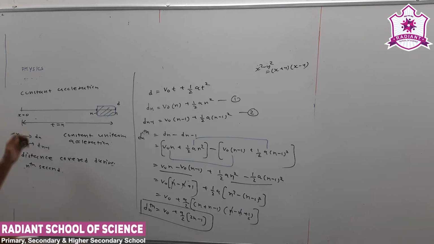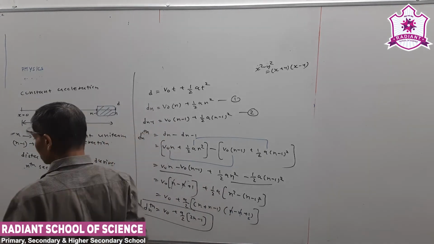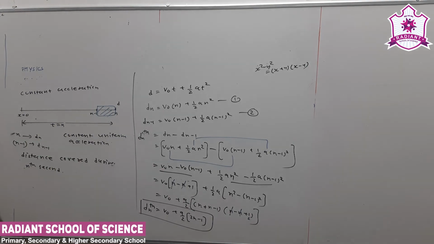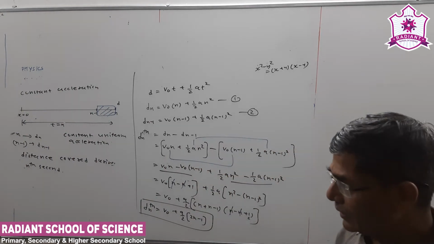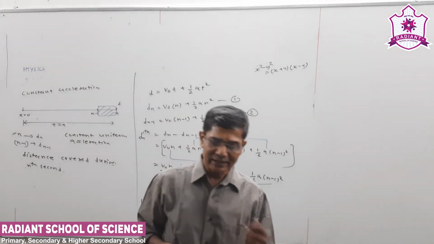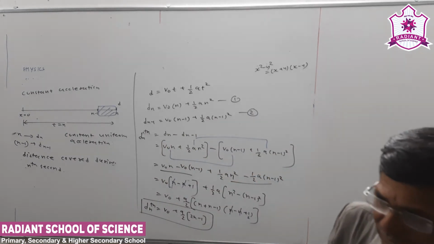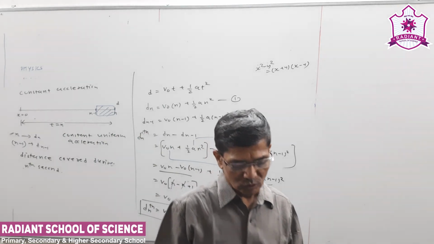See here, distance covered in n seconds is given, and distance covered in n minus 1 seconds, so this will give us the distance covered during the nth second. Okay, so these are some of the questions regarding lesson number 3. Next time also we will try to do revision. For the same lesson we will try to solve some more questions. Thank you.